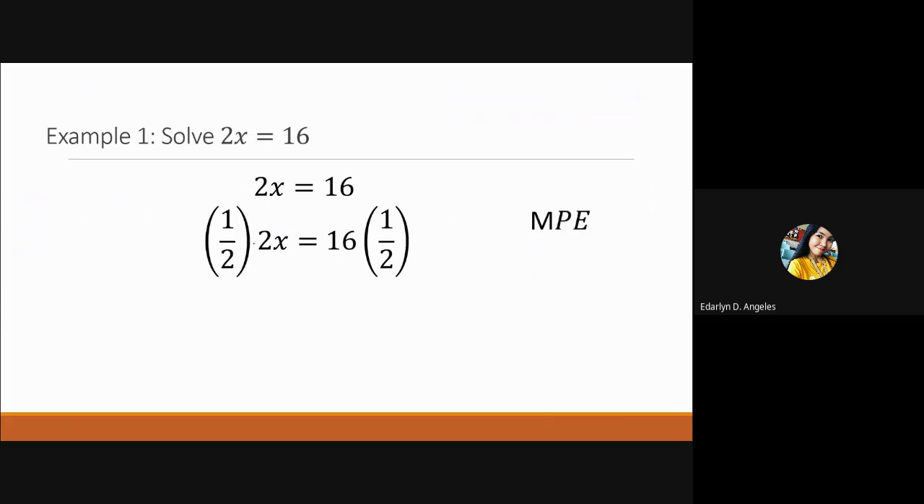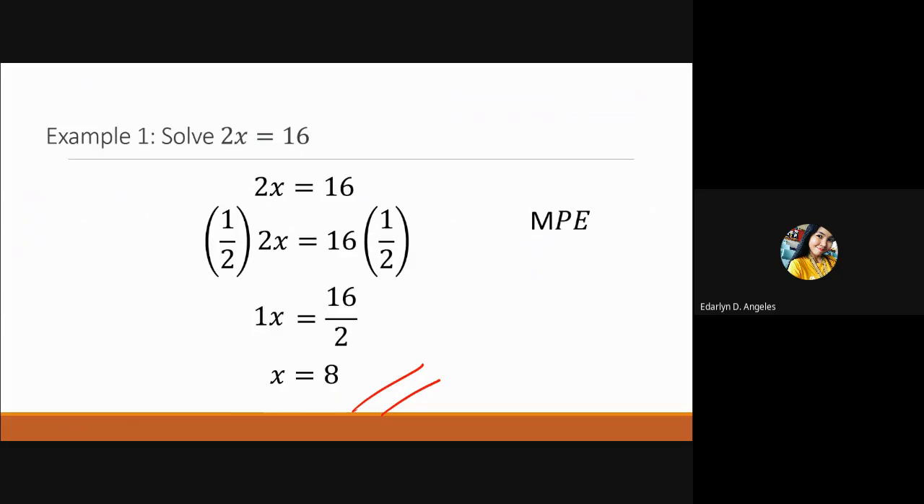Next would be simplifying it. What is 1/2 times 2x? That would give us 1x equals 16 over 2. So do we still need to write 1 here? No need for that. So we have here already x is equal to 8. Alright? So our solution here is 8.